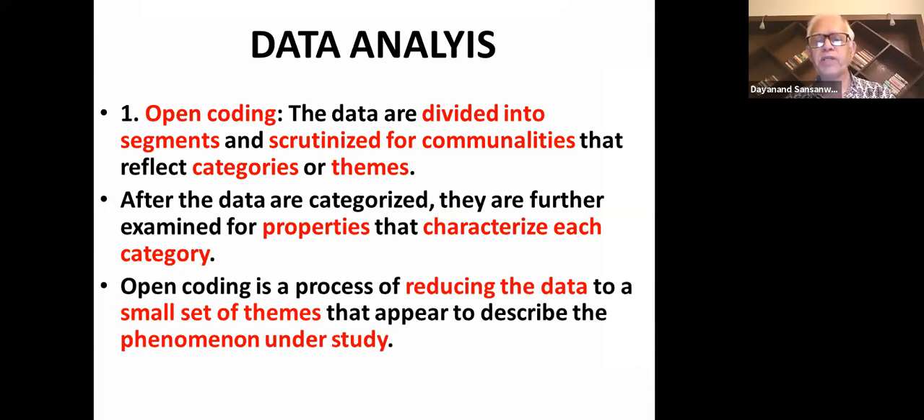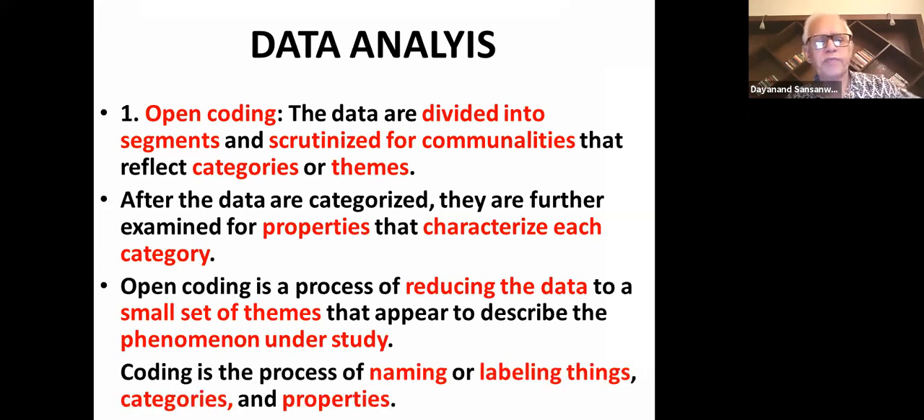Open coding is a process of reducing the data. You have collected a huge amount of data, and this data you have to reduce, because when you are classifying them into categories or themes, you are reducing. It's basically data reduction. Coding is the process of naming or labeling the categories or the properties. In coding, you can start naming, or labeling, which is one and the same thing. This is the first one, open coding.